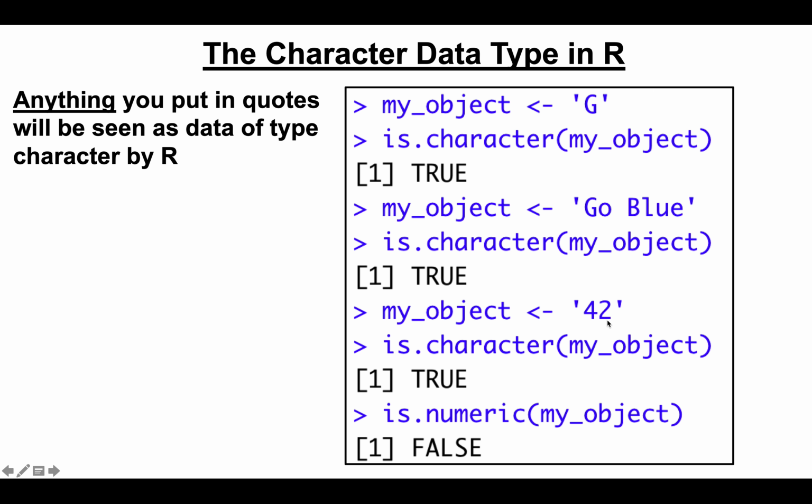You can do things that maybe look a little trickier. If we say my object and we put the value 42, but we put it in quotes, R is going to see that as data of type character. It will not be numeric. It's going to be seen as the character 4 and the character 2, not the number 42, because we have put that in quotes here. We could say is.character of that, and yes, it would come back as true. If we said is.numeric on that object, it would say false, because it is not numeric, even though it may look like it.